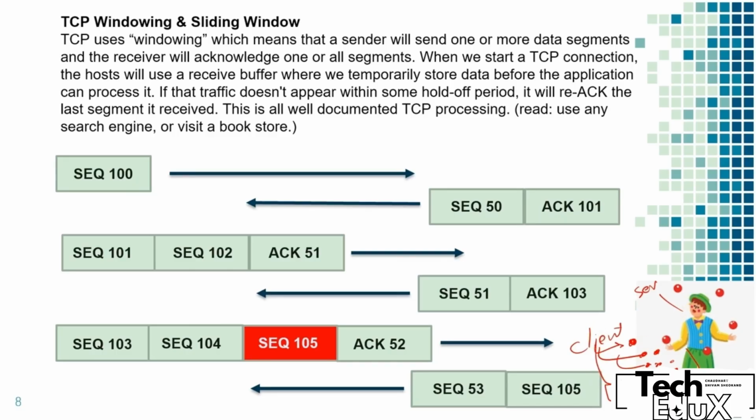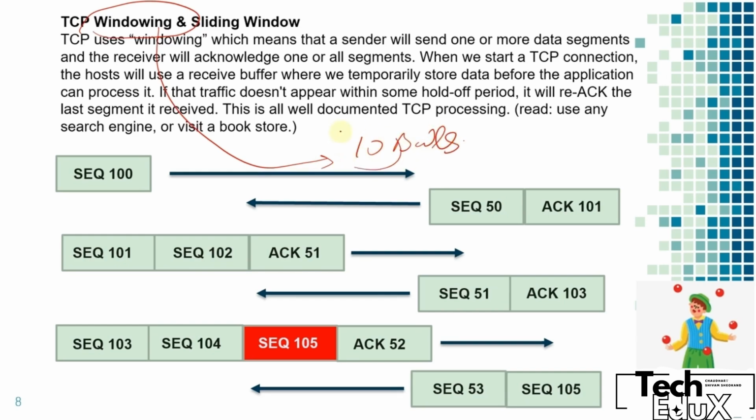So let's first read the paragraph. TCP uses windowing, which means that the sender will send one or more data segments and the receiver will acknowledge one or all segments. When we start a TCP connection, the host will use a receive buffer where we temporarily store the data before the application can process it. If the traffic does not appear within some hold-off period, it will re-ACK the last segment it received. This is all well-documented TCP processing, but read, use any search engine or visit a bookstore.